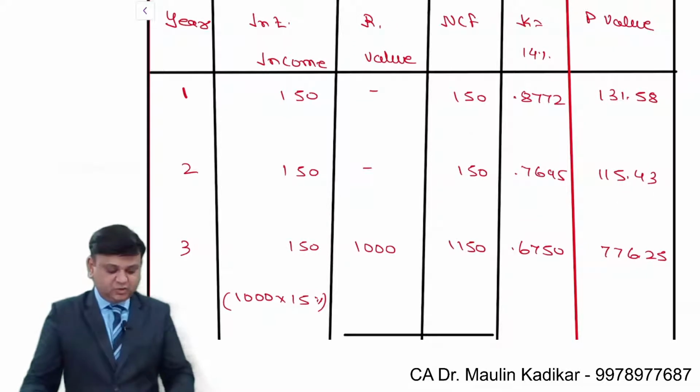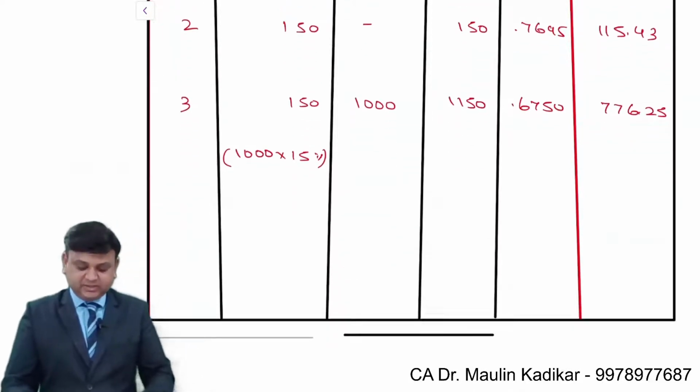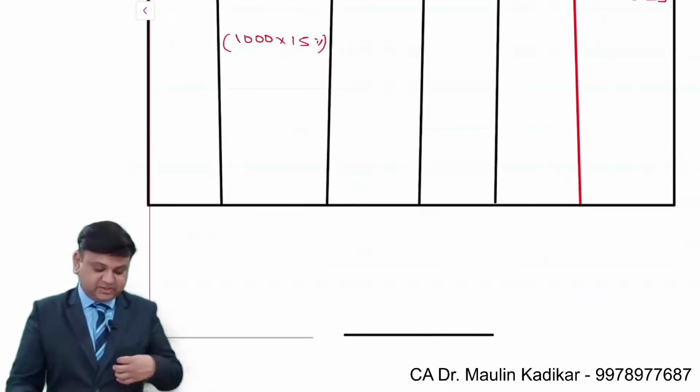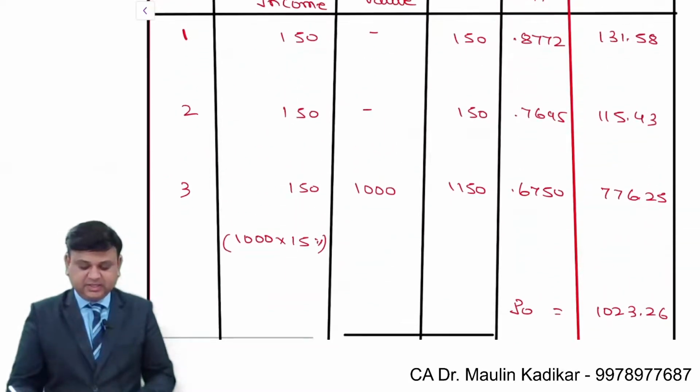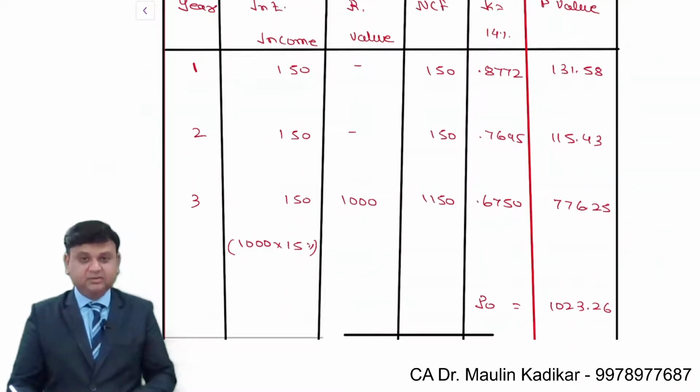We will make the total of them: 131.58 plus 115.43 plus 776.25. So it is 1023.26. So P0 is equal to 1023.26. That is the way we can calculate the answer. Please write the answer.